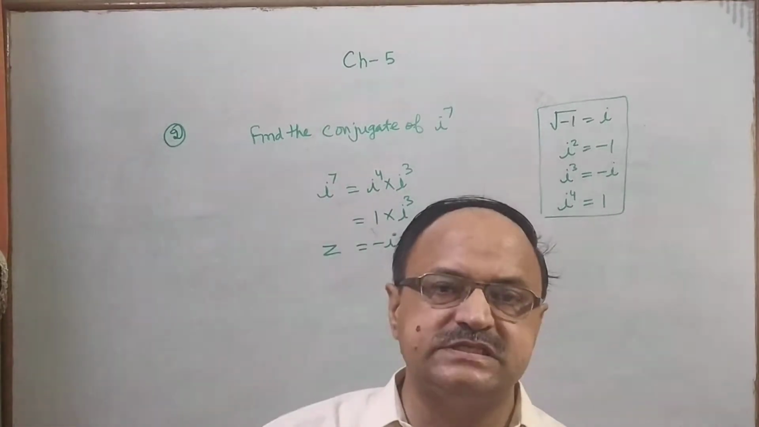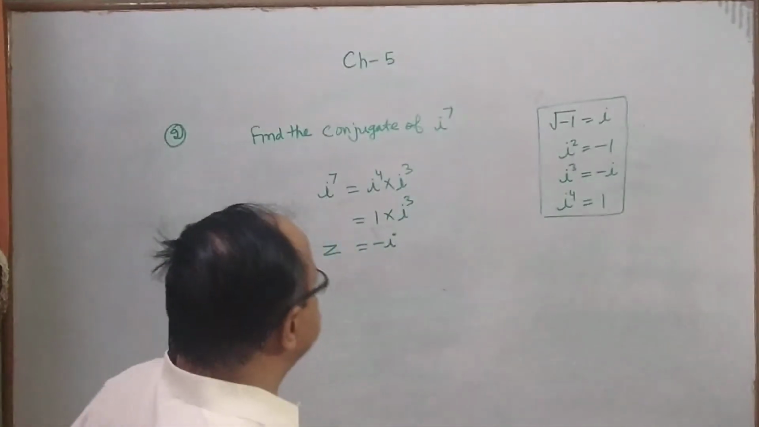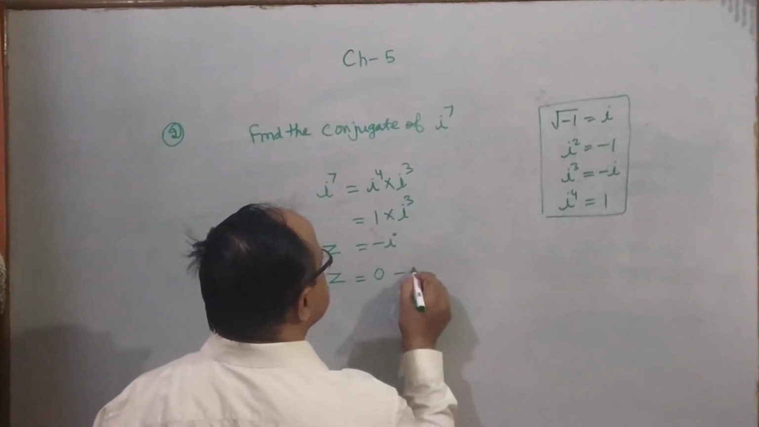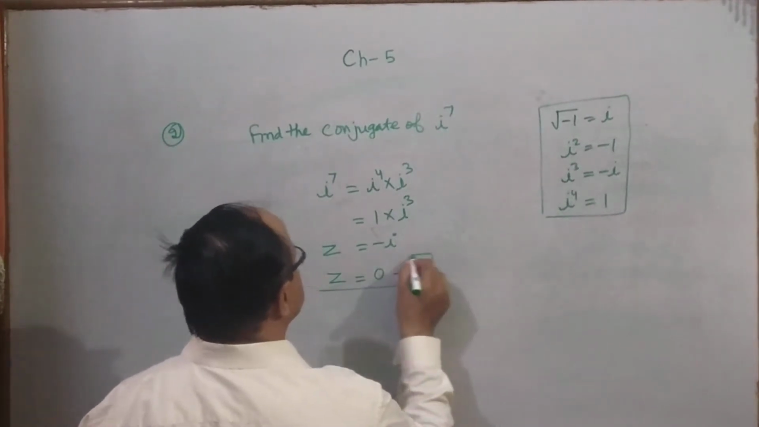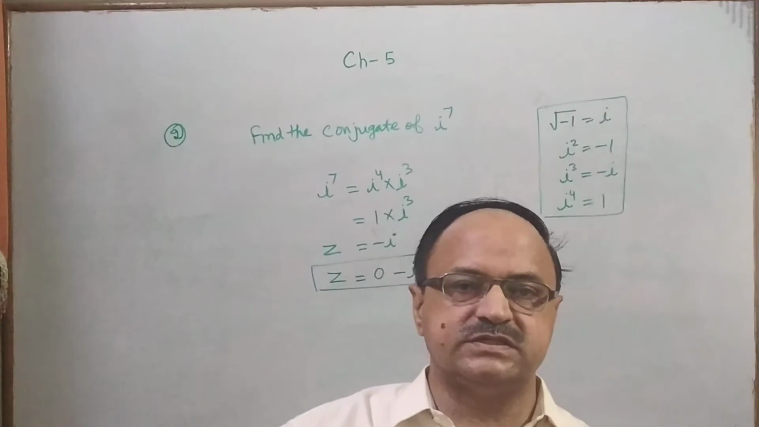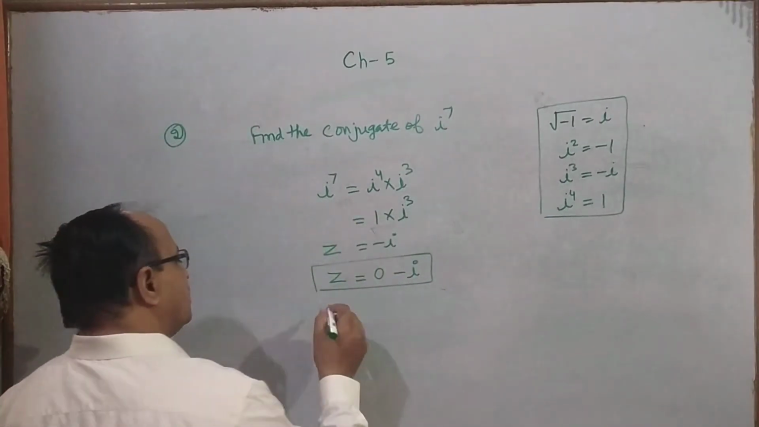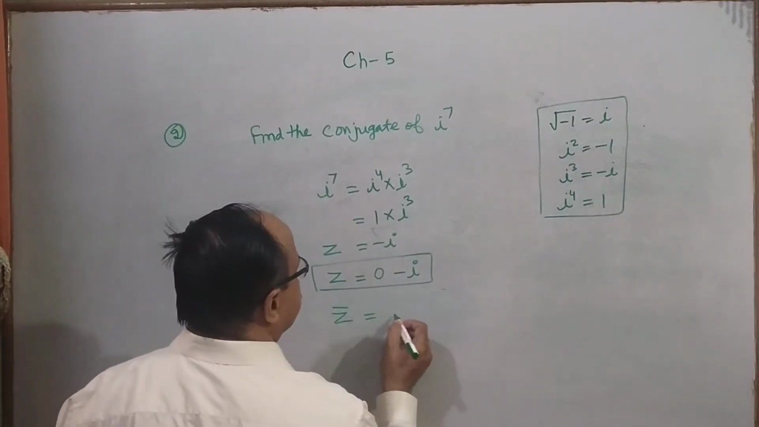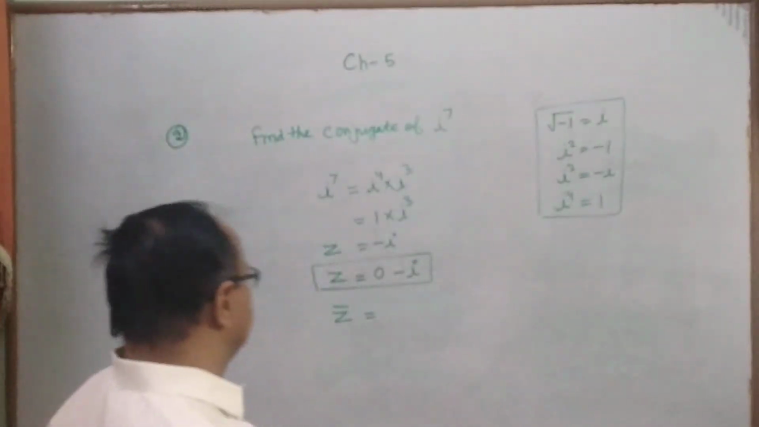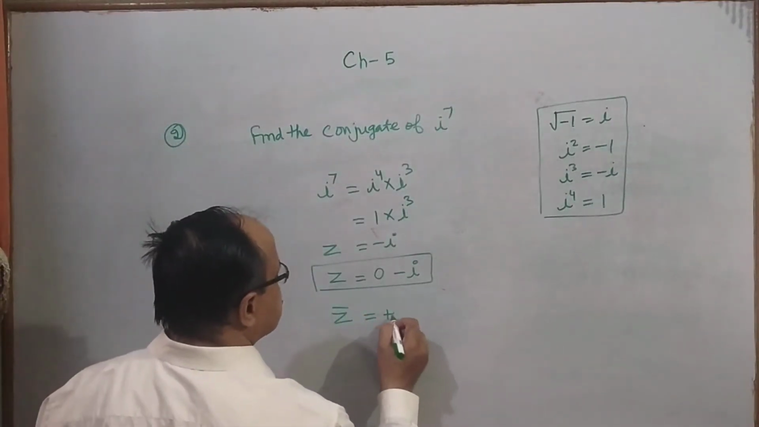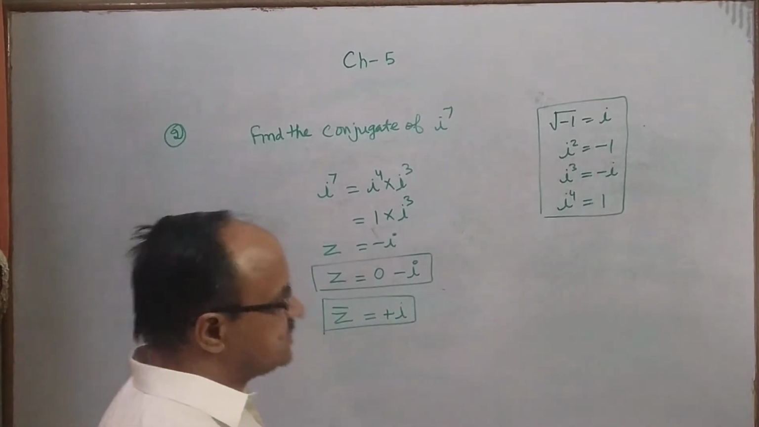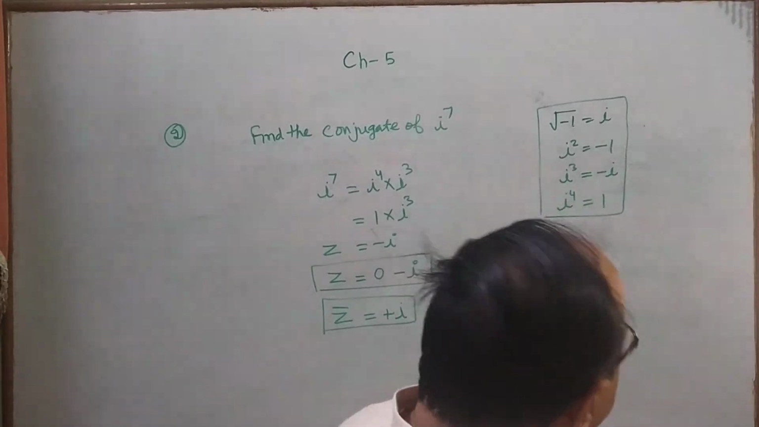Can you write this in the standard form? Standard form is A plus iota B, that is, 0 minus iota. Now we want to find the conjugate of this complex number. Therefore, taking the conjugate on both sides, conjugate means just change the sign of the imaginary part. Therefore, you can say plus iota. So this is the answer. Similarly, you can solve the other parts of this question.